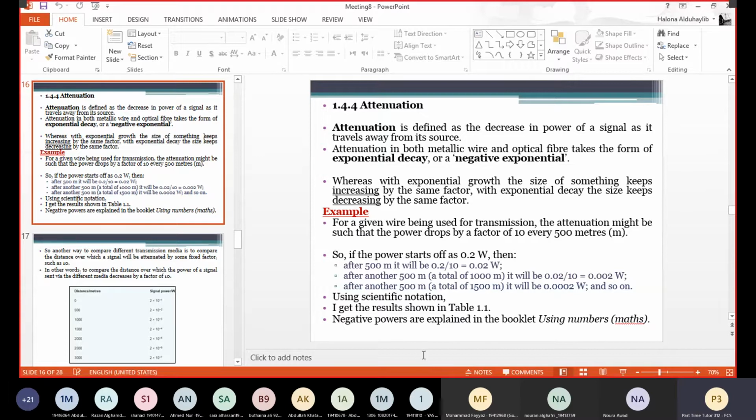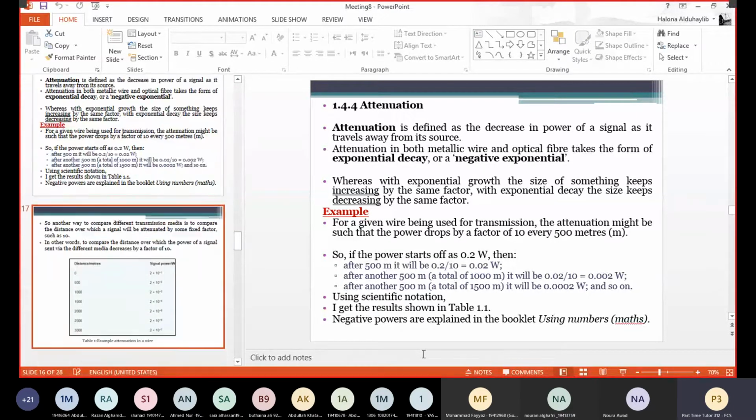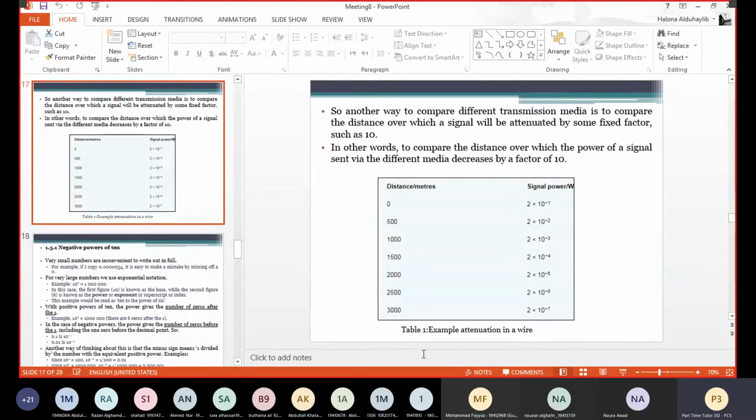Negative powers are explained in the booklet using number math, which is the same as here. As it is notation which is losing power, we said we will represent it with negative power of 10.